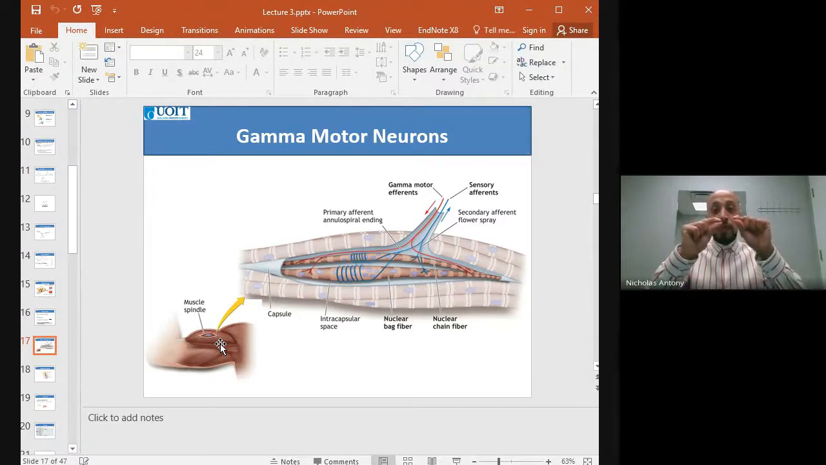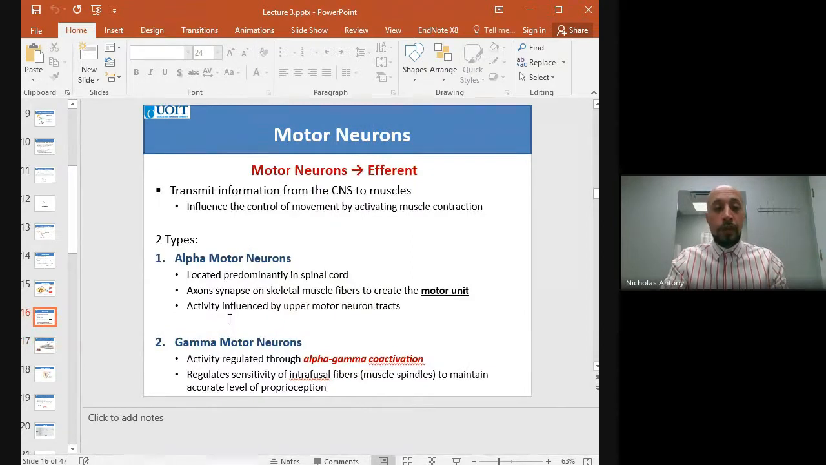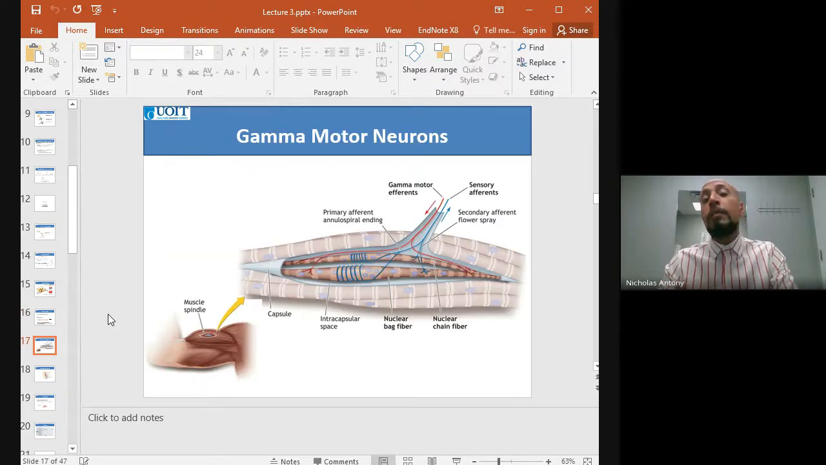They're sort of like strings. So if we flex our muscles, we also at the same time have to flex the muscle spindles, or else they become loose and floppy and can't register length change. So when we activate our alpha motor neurons, we also activate the gamma motor neurons associated with them. It just maintains the tension in the muscle spindles. As we get better and better at performing motor skills, we can rely more heavily on the information from our muscle spindles and other proprioceptive receptors versus vision.